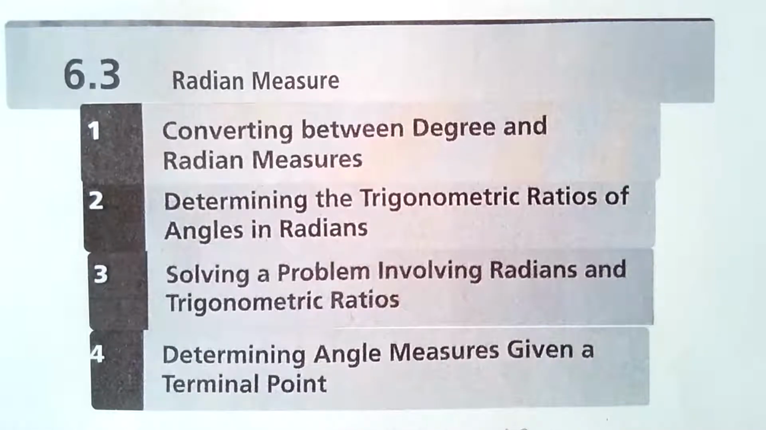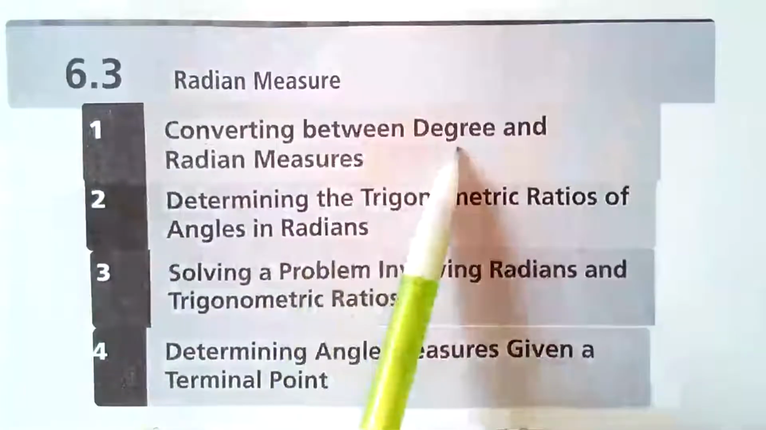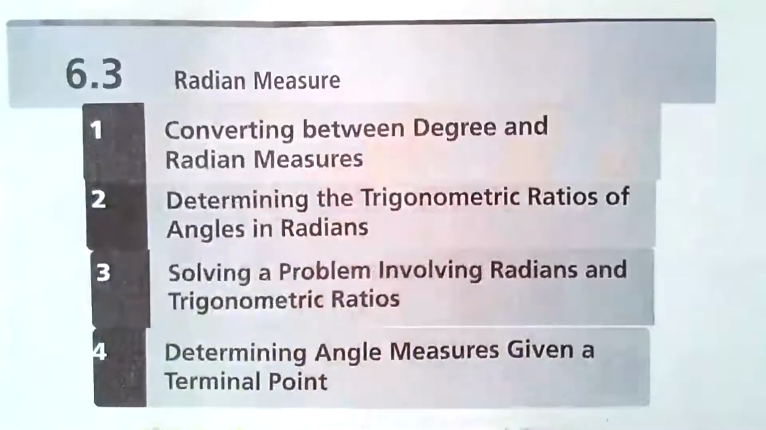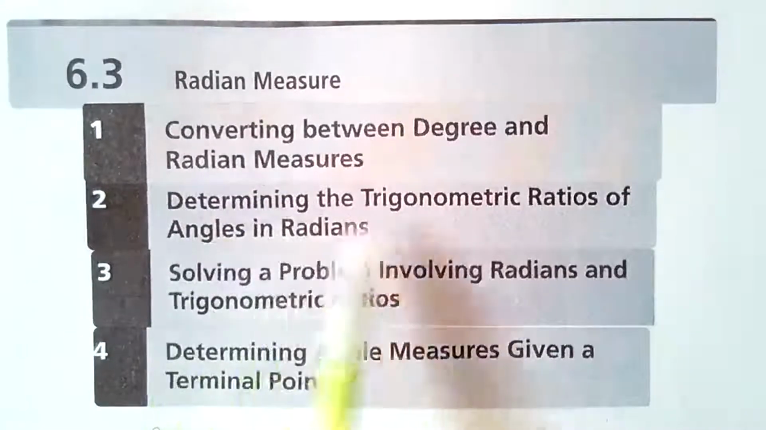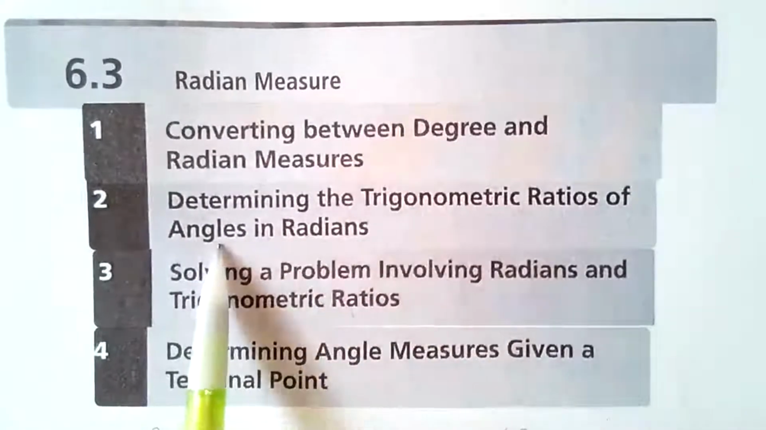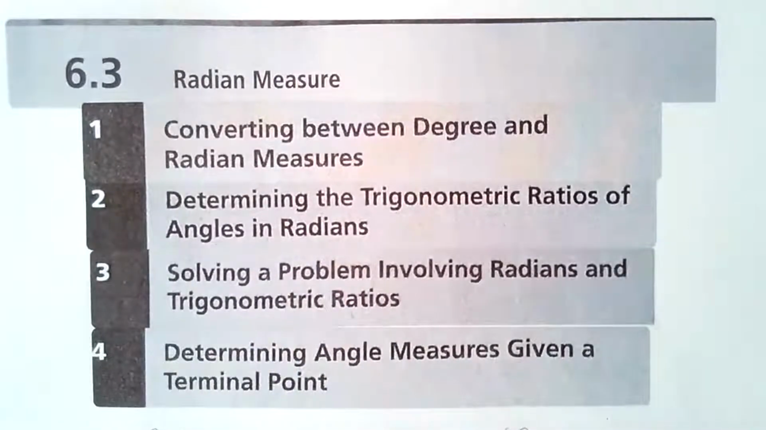So this is part 3 of radian measure. We've completed converting between degree and radian measures. Today, we'll be focusing on determining the trig ratios of angles in radians and solving a problem involving radians and the trig ratios.